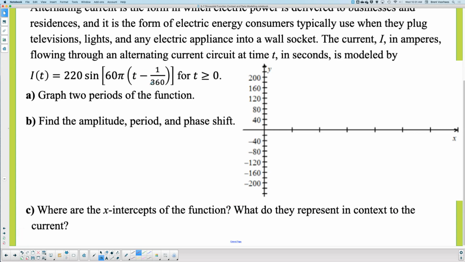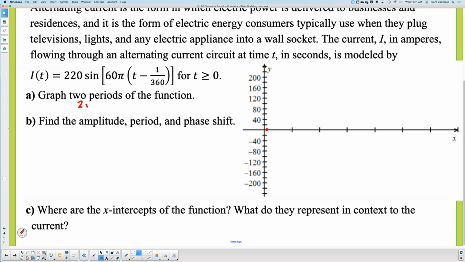Which way is this shifted? Barely to the right. So let's just barely move it to the right. I mean, this is such a small translation, you wouldn't even be able to hardly notice, but I'm going to do that. Now, it says graph 2 periods.